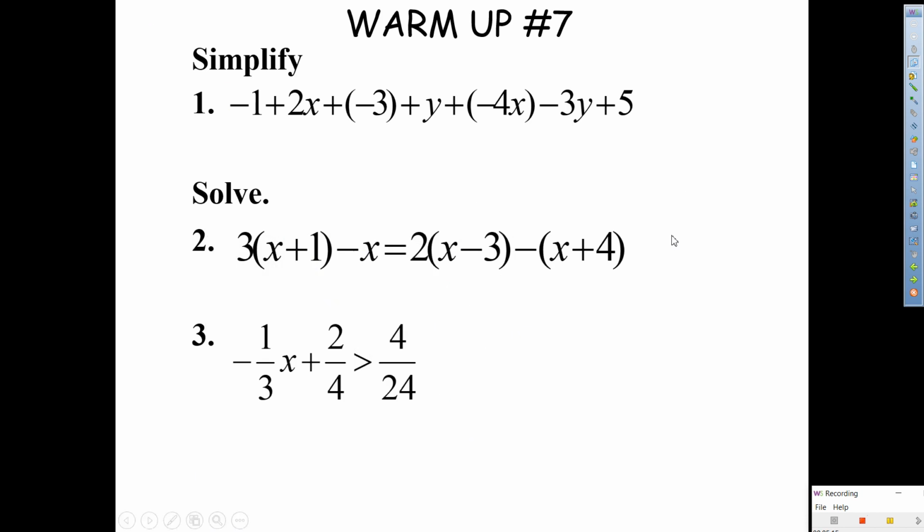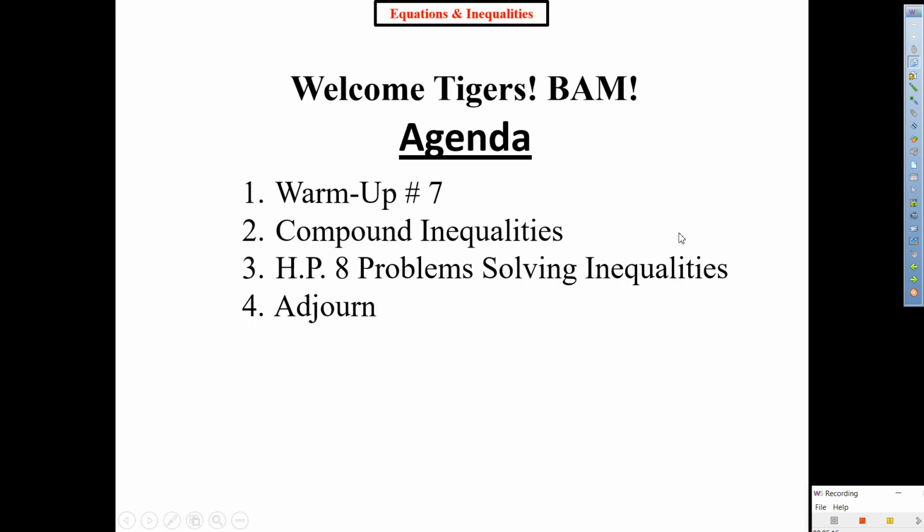Copy the agenda underneath that for today. Right underneath that, copy the agenda. Warm up number 7. Today we're moving on to compound inequalities. You're like, oh yes, inequalities, my favorites. All right, good. Tonight's home plate is only 8 problems.